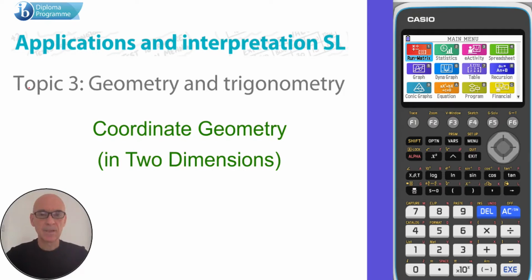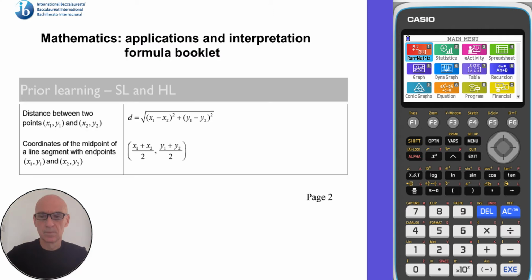Hello, in this video I'm going to talk about coordinate geometry in 2 dimensions, specifically about distance and midpoint. The formulas for distance and midpoint in 2 dimensions are given on page 2 in your formula booklet. There's the distance formula, there's the midpoint formula.